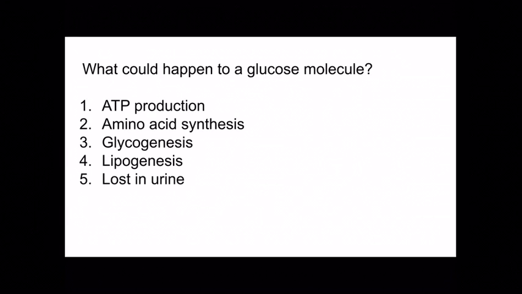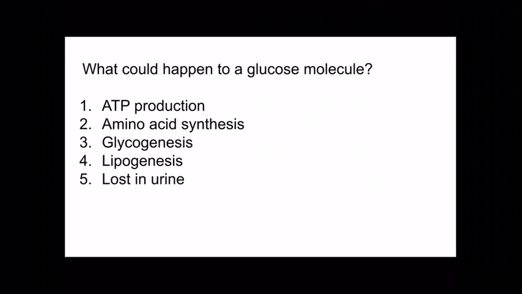So let's look at anything that a cell could do with glucose, and then we'll look at anything a cell could do with lipids and proteins, and we will have an appreciation for other ways to make ATP as well. We've mostly looked at this in other classes, but let's just spell it out here. When a glucose molecule comes into a cell, there are basically 5 things that could happen to it.